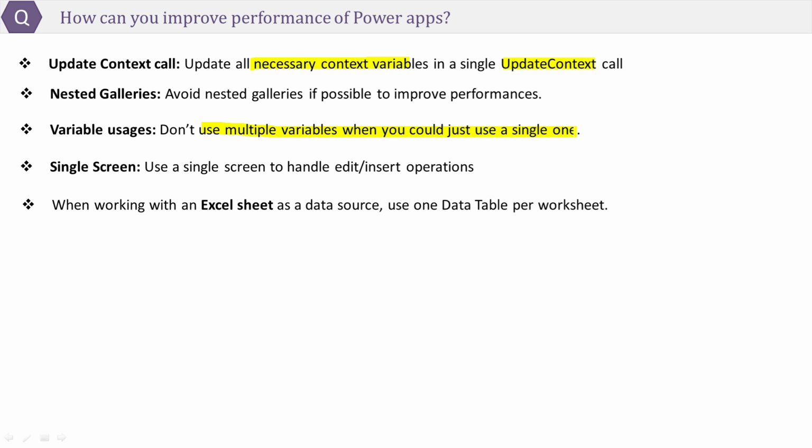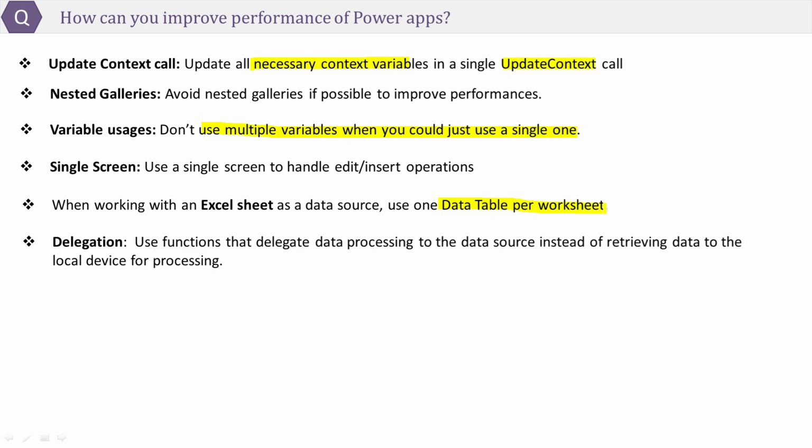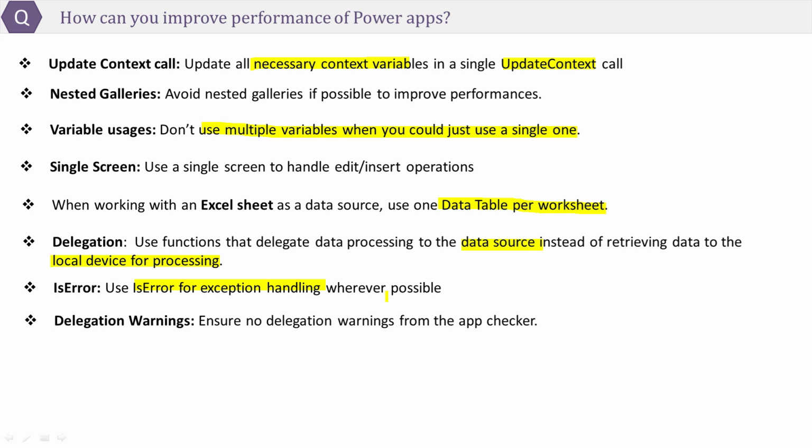The next is when working with an Excel data source, you should use one data table per worksheet to improve the performance. Next is the delegation. So you should use functions that delegate data processing to the data source instead of retrieving data to the local device for processing. So when delegation is in use, you will have more performance optimization. Then IsError. You should use IsError for exception handling whenever possible in your code. Then is the delegation warning. You have to make sure there is no delegation warning from the app checker.